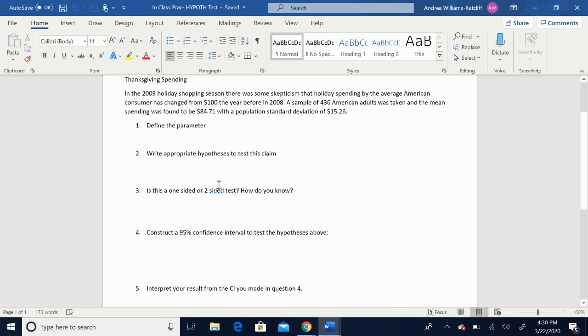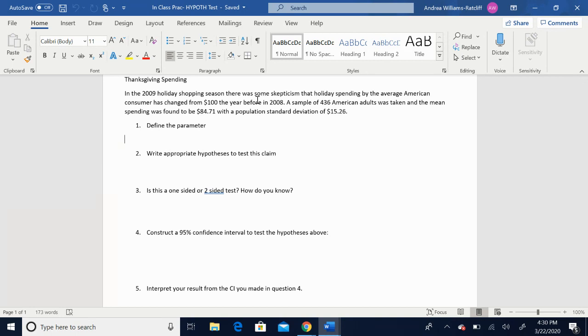So we're going to start out by defining the parameter. Now this is a mean, an average of spending. So we know that we're talking about a population parameter. When it comes to means, we have 2 symbols we can use. We can use x bar or we can use mu. In this case, we're going to want to use mu, because this is the parameter. Parameter means population. The x bar in this case is going to be 84.71. So this is the mean you get in the sample versus the mean for the population, which is what we're trying to say something educated about.